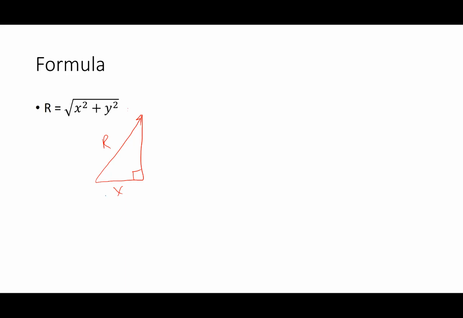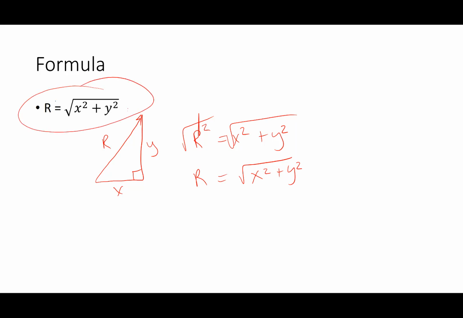Okay? And typically we call our right and left distance our x, our up and down distance our y. So when we apply the Pythagorean theorem to this, we would have r squared equals x squared plus y squared, just like we did on those last two examples. When we square root both sides, we end up with r is equal to the square root of x squared plus y squared. So that's where this formula comes from.